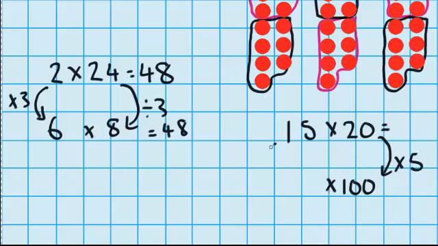A bit like when we doubled and halved and third and trebled, this side's going to have to get smaller, and I do that by dividing by 5. 15 divided by 5 is 3, and now I'm left with 3 times 100, which is 300, a much easier question for me to answer. So I know that the answer to 15 times 20 must be 300. Because 3 times 100 uses exactly the same amount of counters as 15 times 20, they're just set out in a different way.